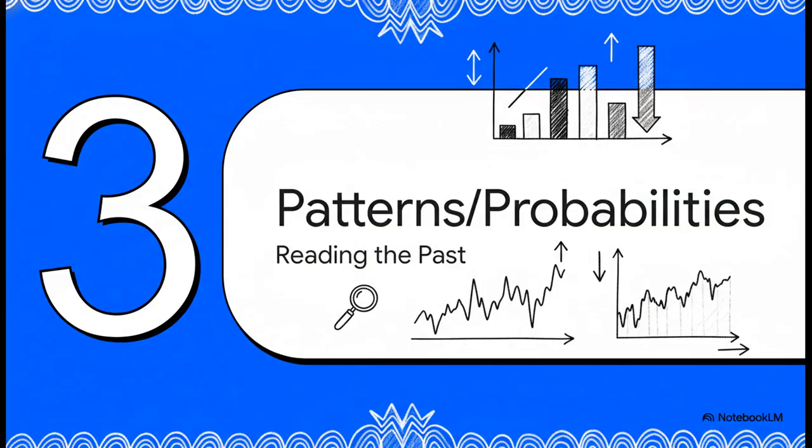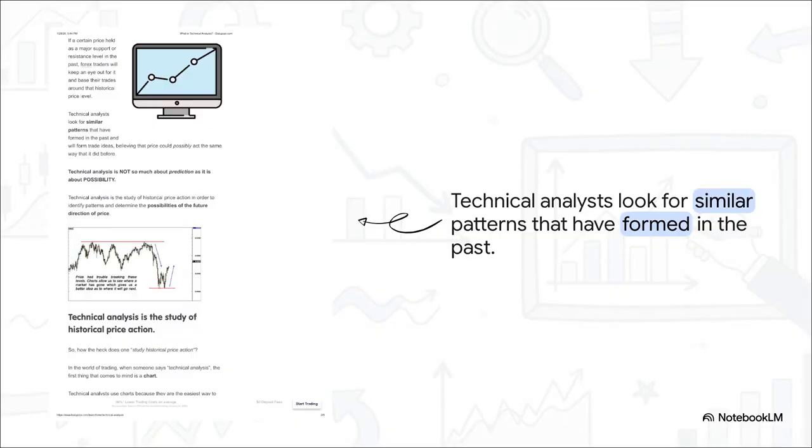Okay, so if it's all in the charts and history repeats itself, how do technical analysts actually use that? Well, it all boils down to one thing: patterns. This is why analysts are glued to their charts, right? Because charts are the absolute easiest way to spot these patterns visually. So when they see a chart setup that looks familiar, they think, hey, I've seen this before, and use that to form a trade idea, betting that the price might act in a similar way this time around.